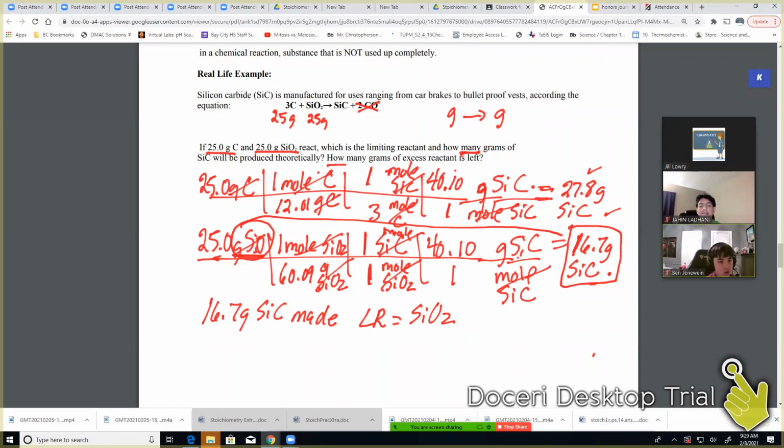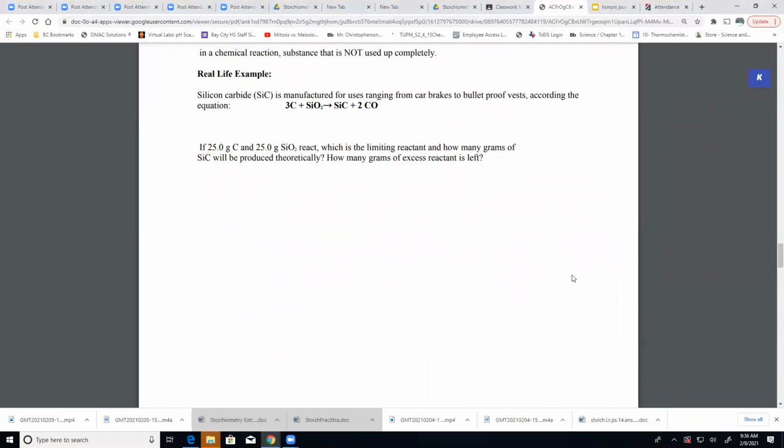Now, the next thing, we're going to see how many grams of the excess reactant is left. And this is the math that kind of causes some people some problems sometimes. So I'm going to have to get rid of this.